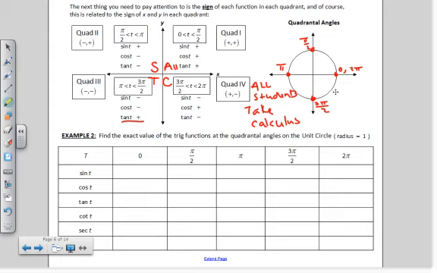And then we need to know the coordinates for these. At 0, our coordinate is (1, 0). At pi over 2, it's (0, 1). At pi, it's (-1, 0). And at 3 pi over 2, it's (0, -1). Now, if we're on the unit circle, what is our radius? 1. So for these 4 angles, we have the x and the y, and we know the r.